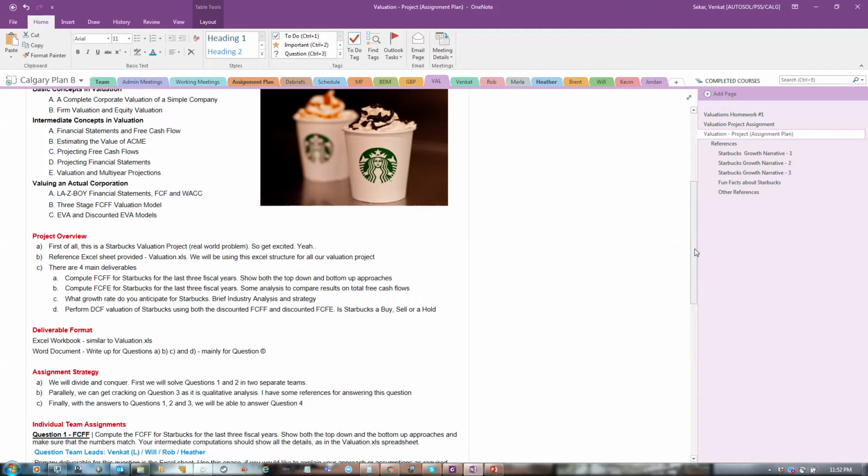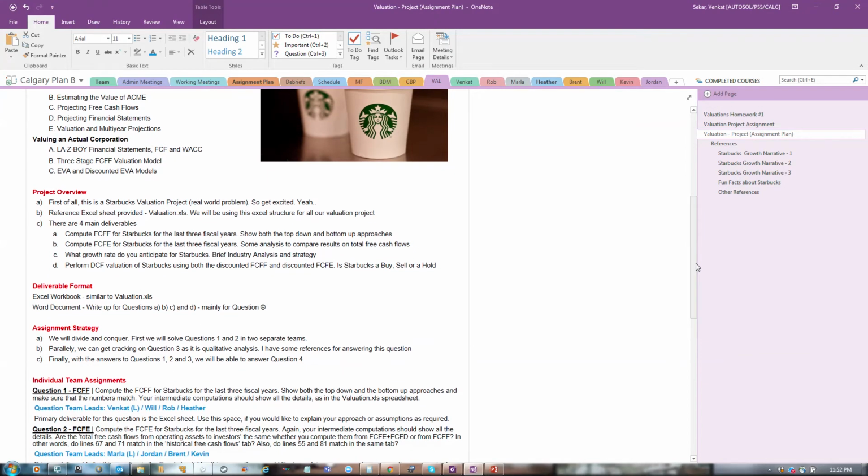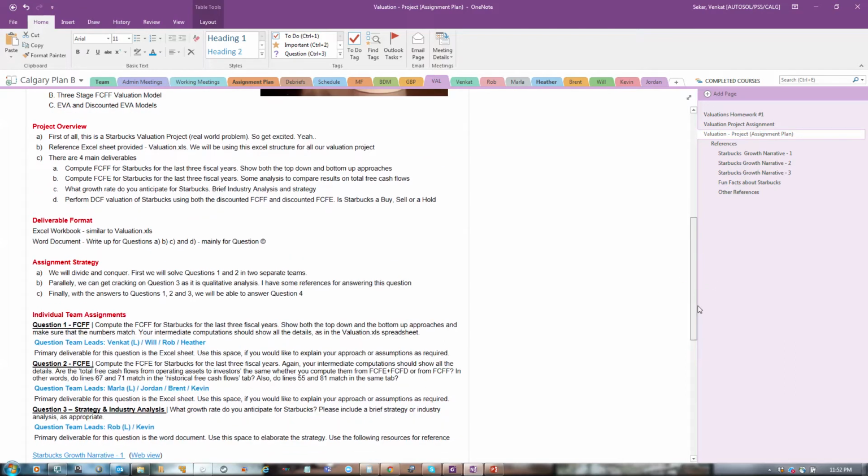So the deliverable format would be an Excel sheet for most of the questions, question 1, 2, and 4, and a Word document primarily for question number 3. However, I have devised a Word document which will have provisions to explain anything that we want to explain for question 1 through 4. Okay, so this is my strategy for this assignment.